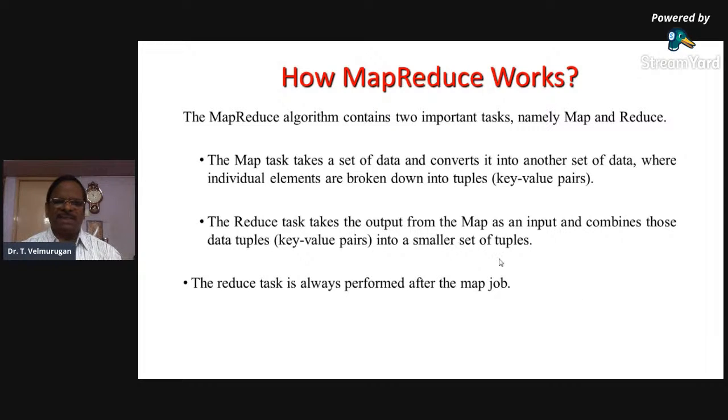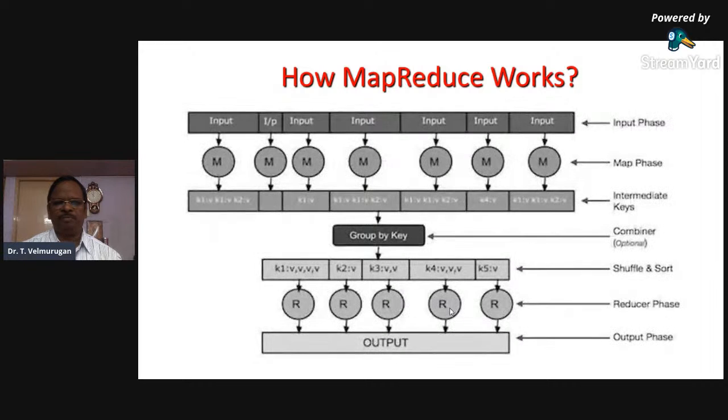The map task takes a set of data and converts it into another set of data where the individual elements are broken. Already we discussed it. It is key value pairs oriented. The output of the map is the key value pairs. The input of the reducer is the key value pairs, which are divided into subparts called a smaller set of tuples. The reducer task is always performed after the map job.